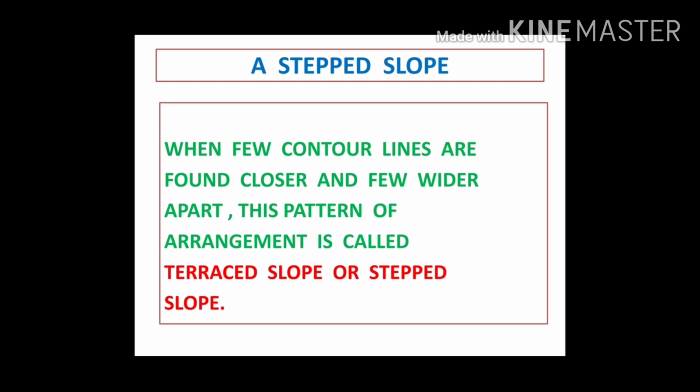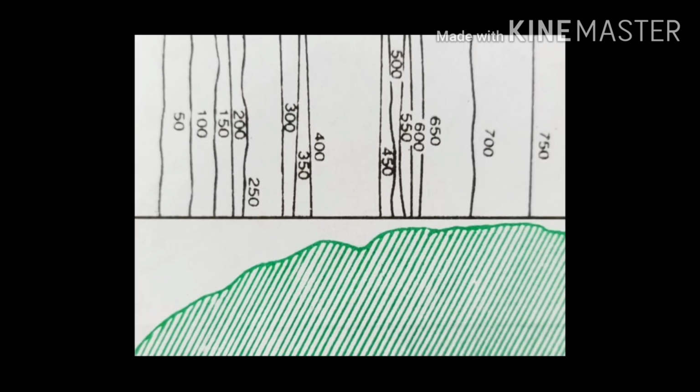Now children, a stepped slope is also known as a terraced slope. When a few contour lines are found closer and a few wider apart, this pattern of arrangement is known as a terraced slope or stepped slope. So it's like a step. Let's look at the picture. So if we find this kind of contour arrangement, you can see children, in this slope, there are grooves. So this is also a type of irregular slope.